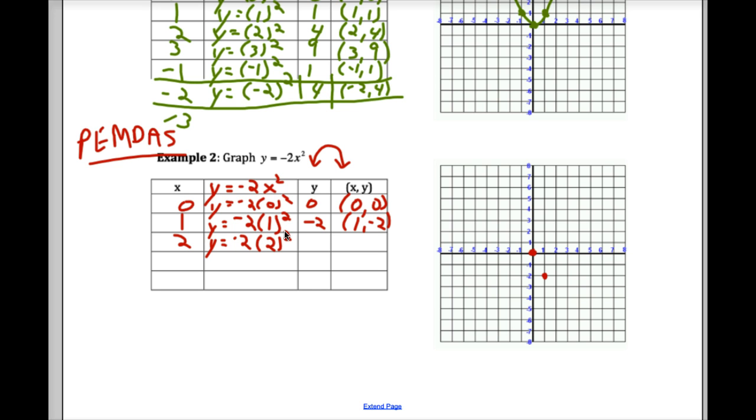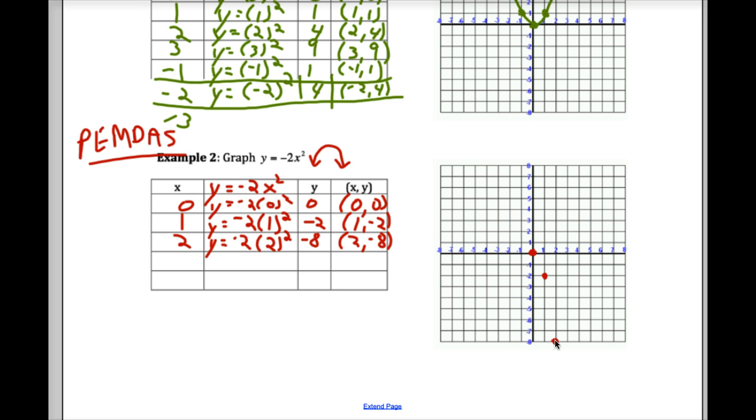Look at it. Do your order of operations. Raise your right hand when you've got that number. Come on, let's go. Everybody push yourselves. Teddy, what is it? I got negative 8. 2 squared is 4 times negative 2 is negative 8. So (2, negative 8). We're at the very bottom of our graph already.